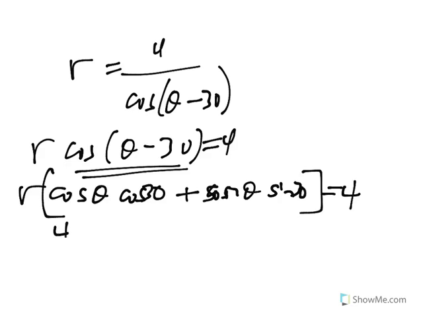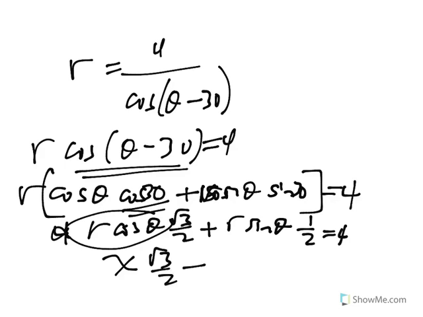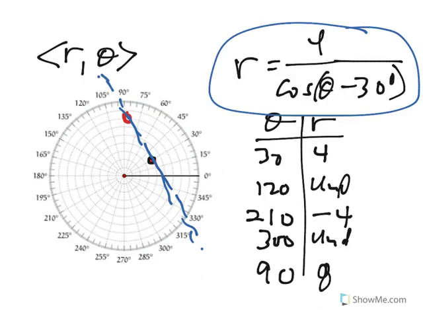It becomes r cosine theta. Cosine of 30 is radical 3 over 2. I don't know why I wrote 5 here. I meant r. R sine theta. Sine 30 is 1/2. Now r cosine theta from the last lecture could be replaced with x, and r sine theta can be replaced with y. And eventually this turns into y equals square root of 3 x plus 8, which agrees with this picture.